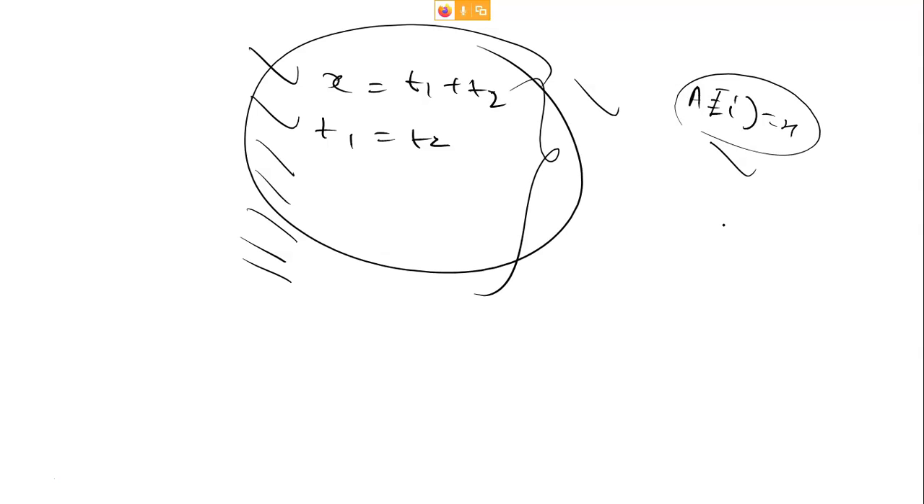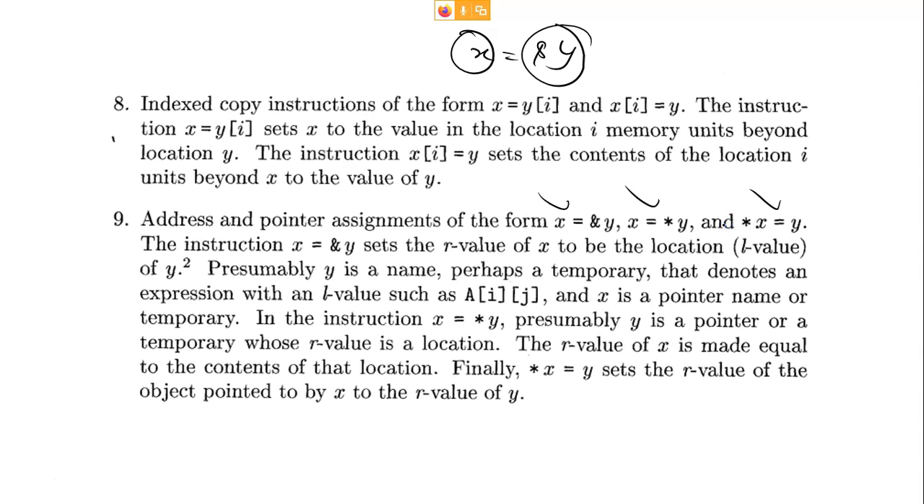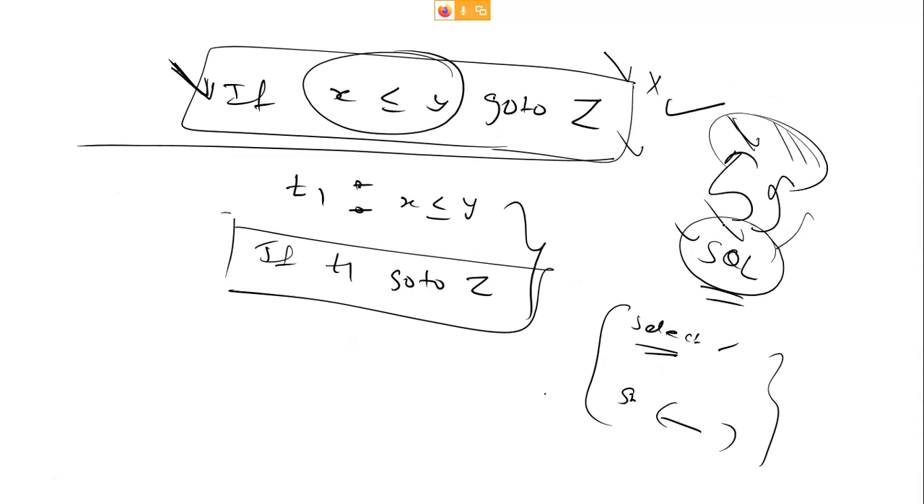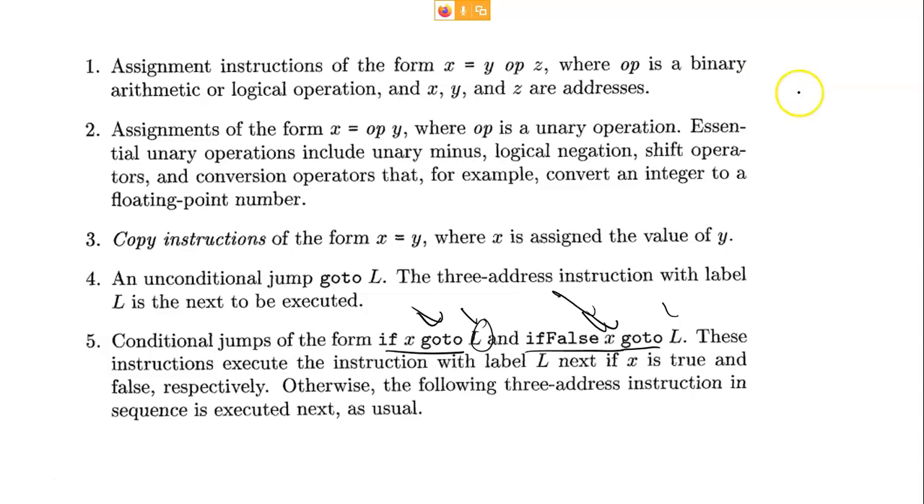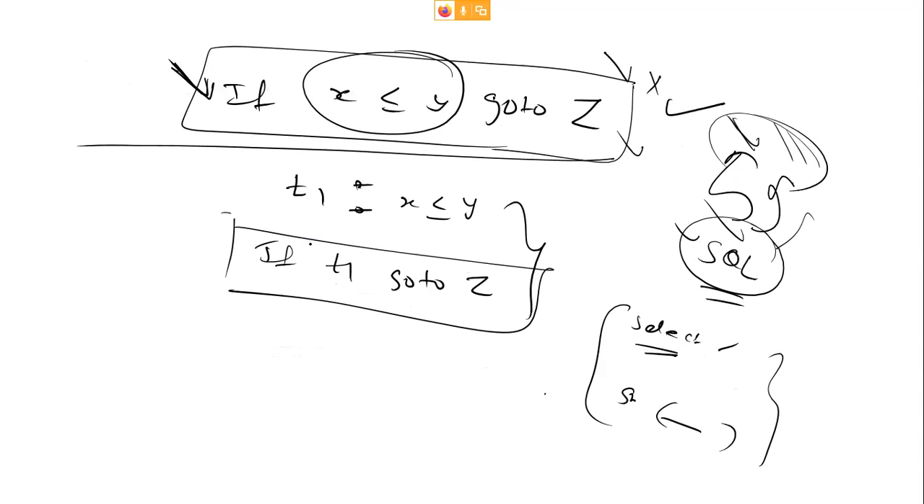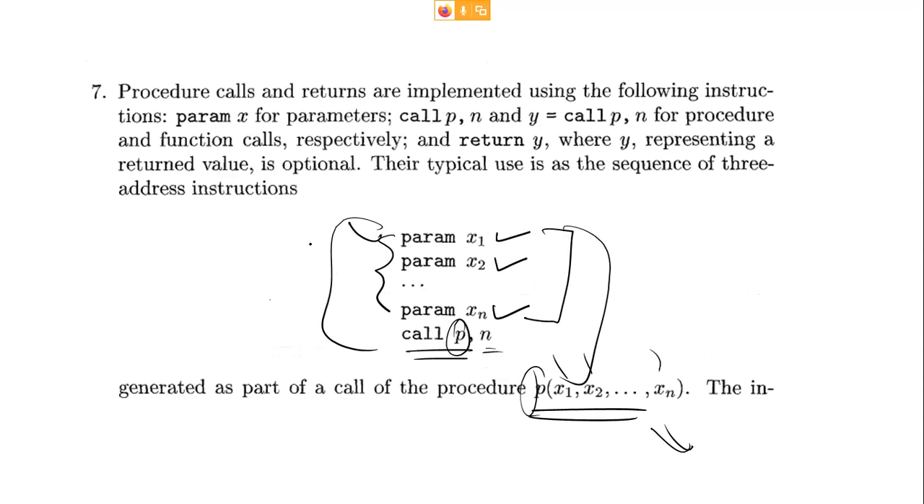Today you can do one thing: go and read these nine instructions. In the Ullman book, they have given every single thing in a very detailed manner. They have given the meaning of each address code. You can just go through these nine rules, nine instructions, and I think you should know these.